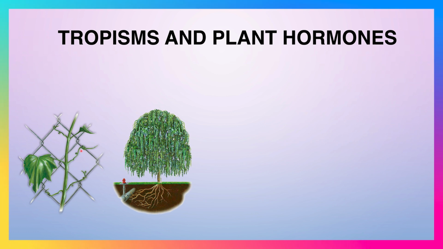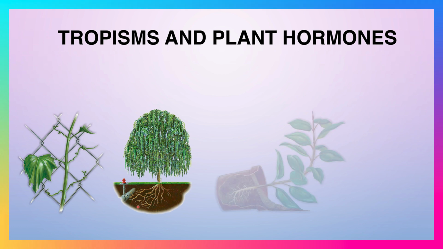This is an example of hydrotropism. This is a water pipe, a little hydrant here to show you that it's water, and the plant senses the water and then grows roots toward the water, showing hydrotropism.